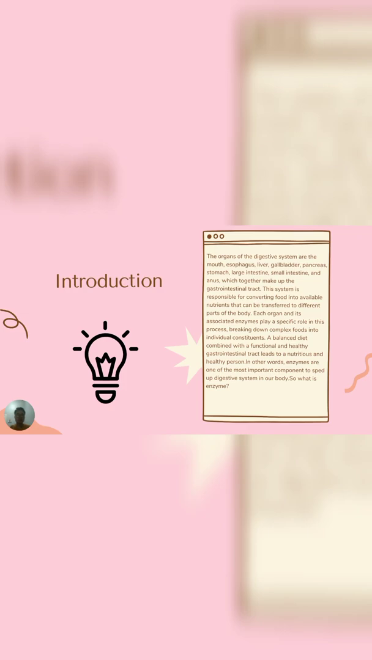In other words, this cannot be done without the help of enzymes. Enzymes are one of the most important components to speed up the digestive system in our body. So what is actually an enzyme? It is defined as a protein-based substance used in catalyzing metabolic reactions in our bodies by chemically binding with a specific substrate. In this video, the enzyme will be responsible in our digestive system through metabolic reactions.